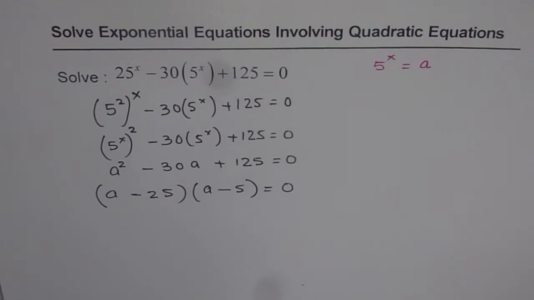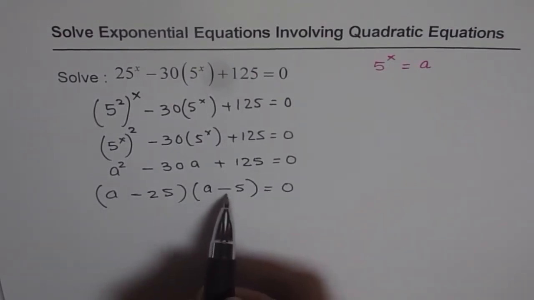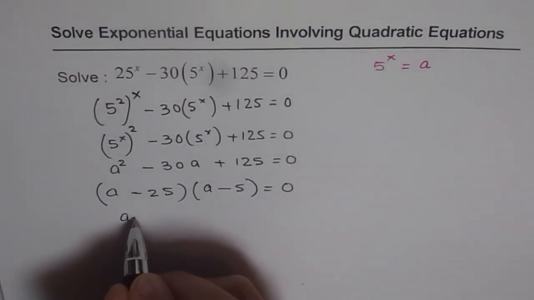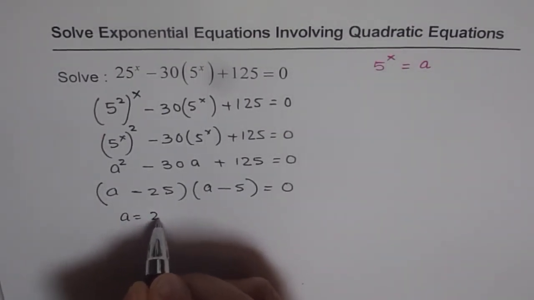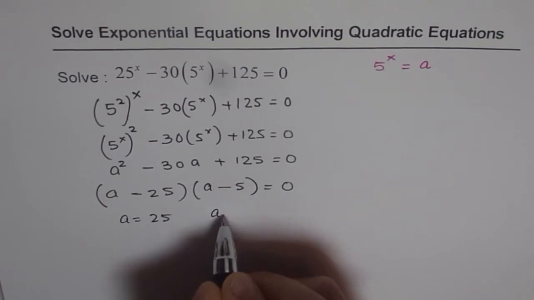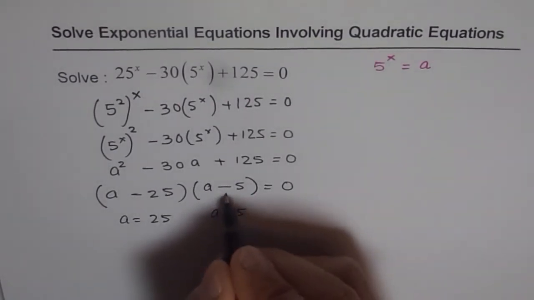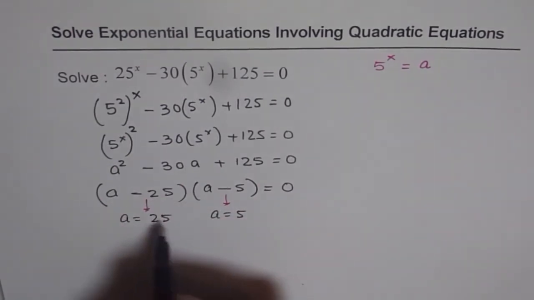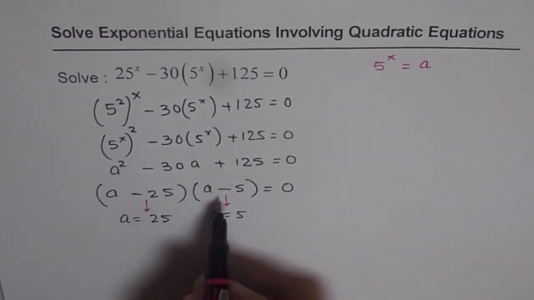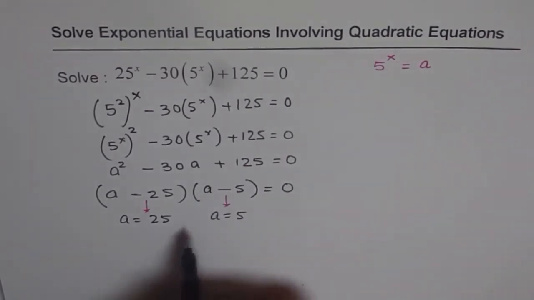And from this factored form, you can always write down your solution. That gives you two different solutions. One is a equals 25, and the other one is a equals 5. So these are the two solutions from the two factors, correct? If a is 25, you get 0 here. 0 times anything is 0. If a is 5, you get 5 minus 5 is 0, and that is a part of the solution, correct?